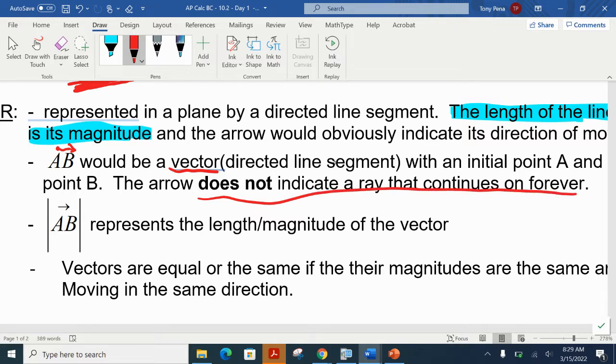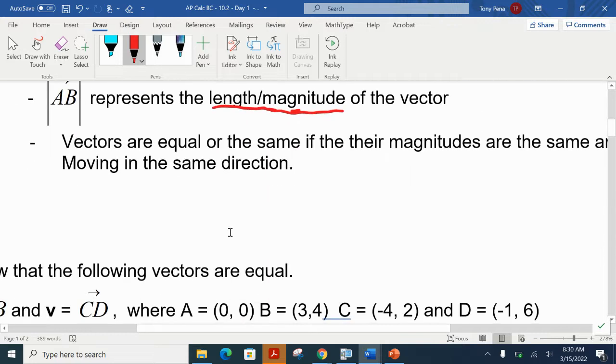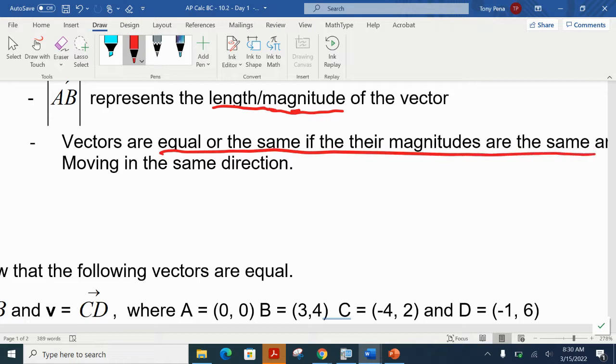All right, and that's what this is referencing here. If we throw some absolute value bars around it, that's referencing the idea of the magnitude of that vector. The magnitude of the vector, again, is the length of that vector. Because, again, this doesn't mean that we're going on forever. Last bullet point, vectors are considered to be equal or the same if their magnitudes are the same and if they are moving in the same direction.